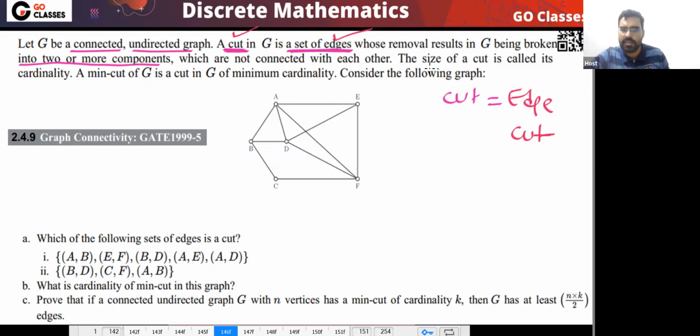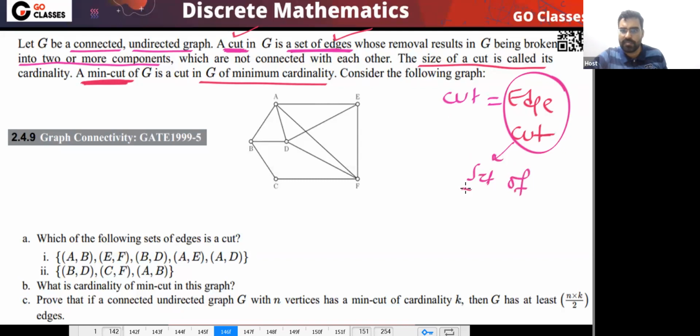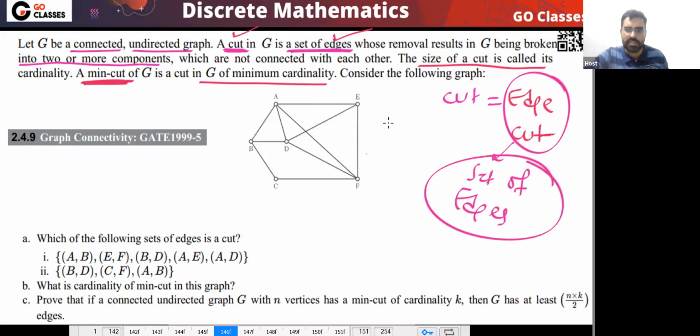Next, the size of a cut is its cardinality. Next, the min cut. Min cut is the minimum cardinality edge cut. Remember, an edge cut is a set of edges whose removal will disconnect the graph. Now this graph is given to you and the question is asking, is this an edge cut?